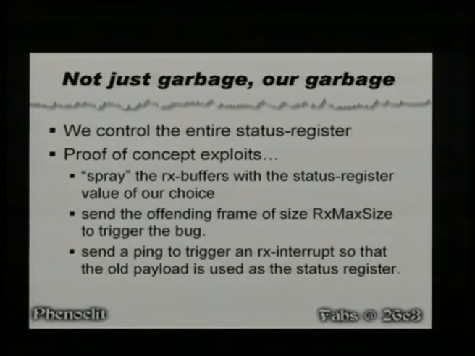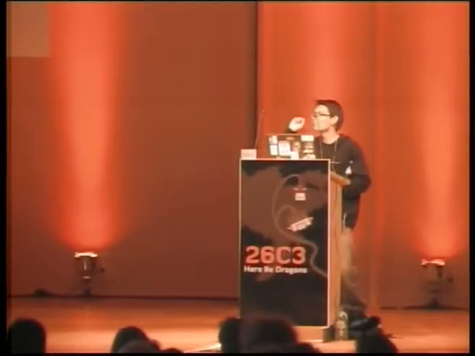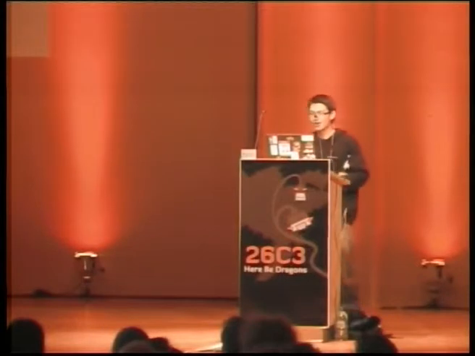So now what you can do is, since we control the status register, we started writing proof of concept exploits which would basically just spray the RX buffers with some value so that that is then transferred in the status register. Then we would send the offending frame, meaning the frame with that length of RX mux size, and then send a ping to get an RX interrupt triggered so that this would actually be handed up.